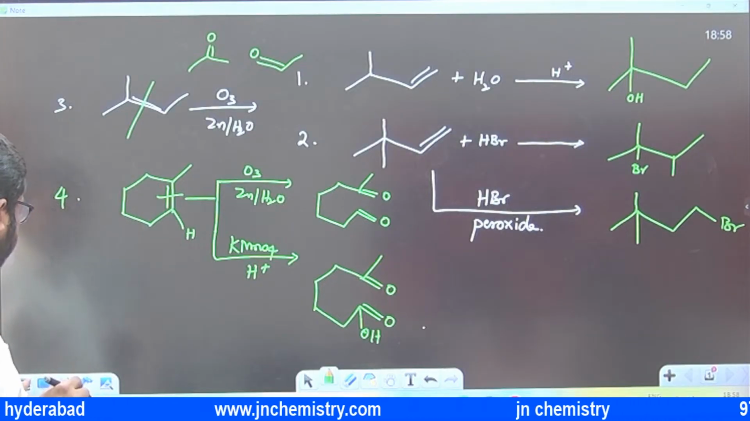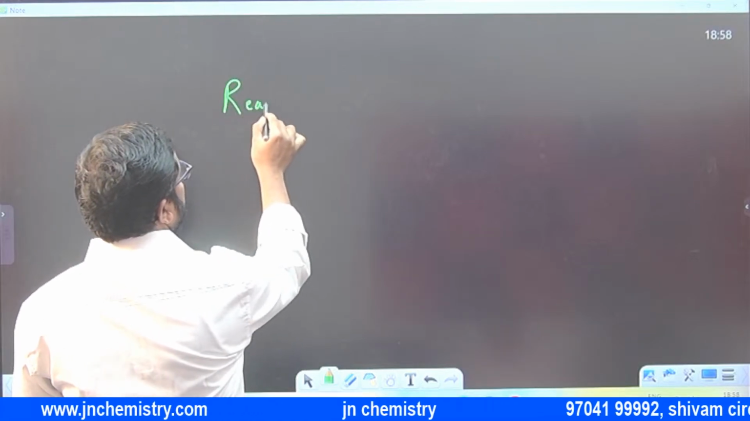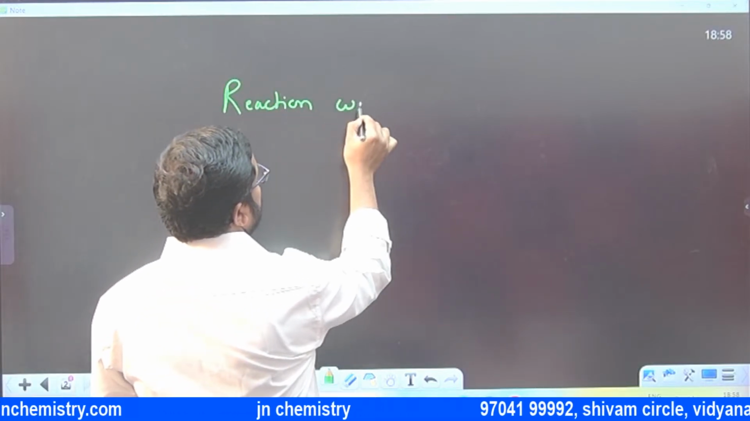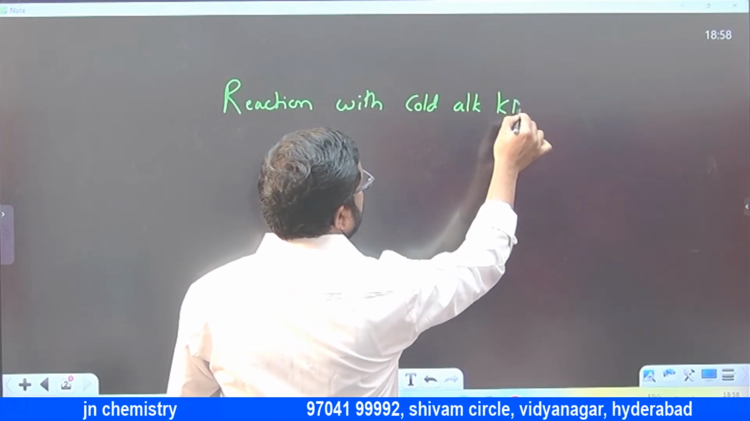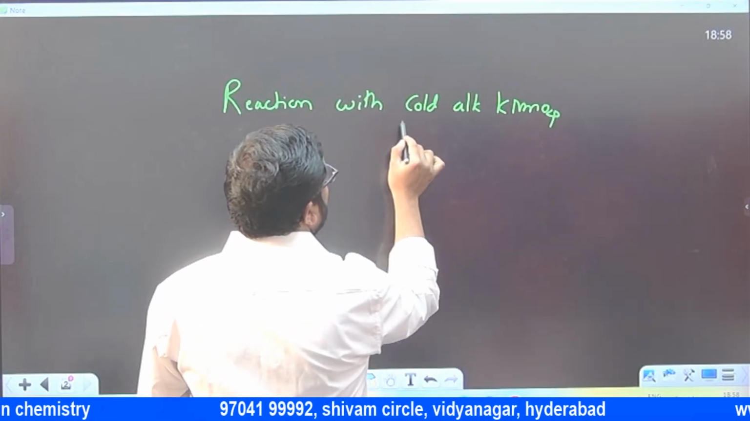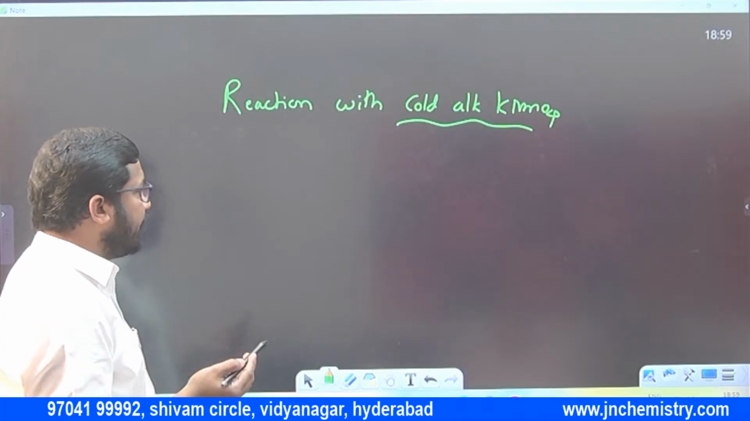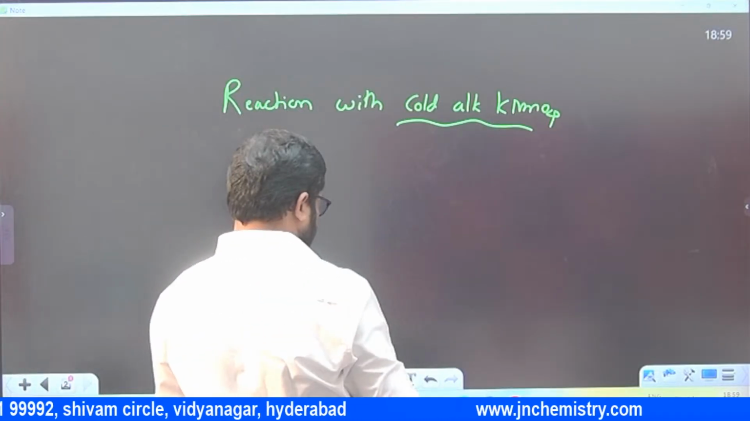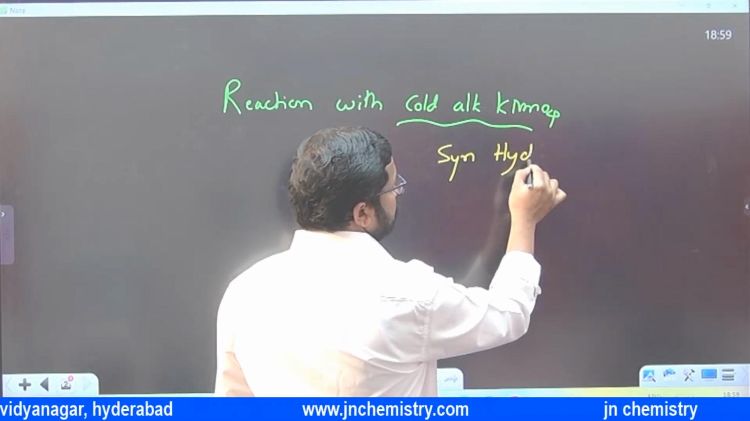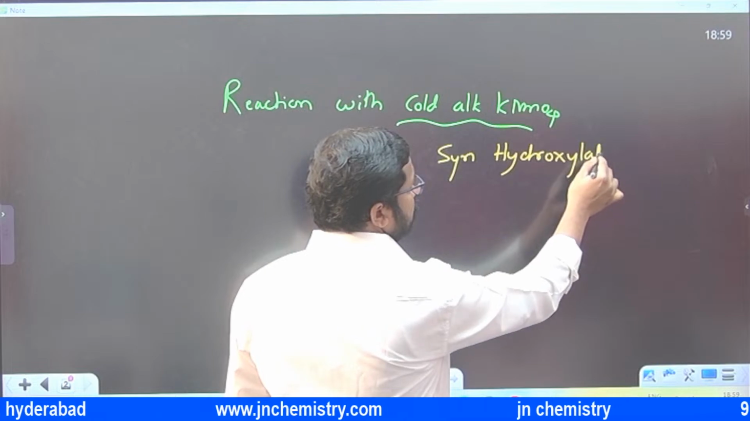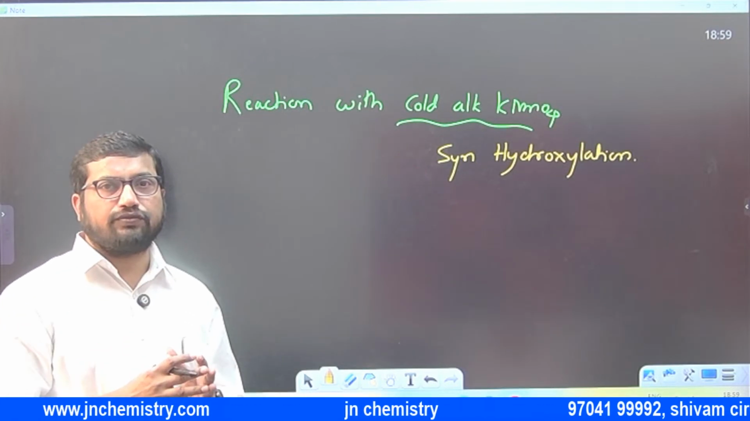Next one. Reaction with cold alkaline KMnO4. This cold alkaline KMnO4 is generally called Baeyer's reagent. Which reagent? Baeyer's reagent. Syn hydroxylation takes place. Syn hydroxylation means the OH groups will attach on the same side.